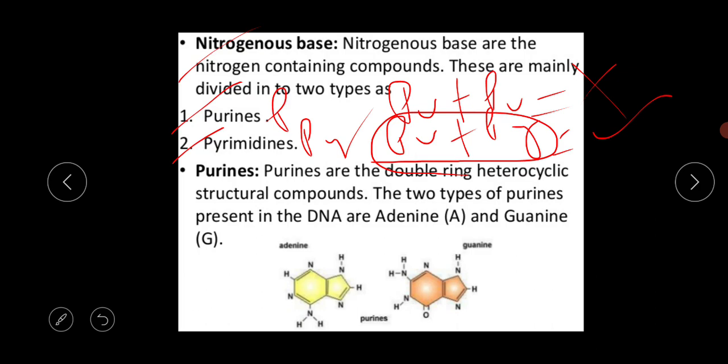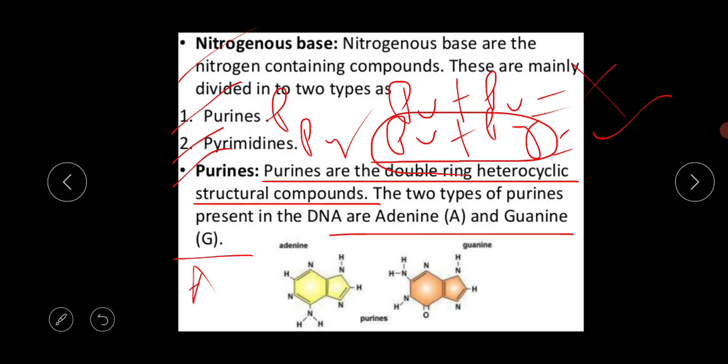Next is the structure of the purine. Purines are double ring heterocyclic structural compounds. The 2 types of purines present in the DNA are adenine and guanine. So we have a total of 2 types of purine, A and G, adenine and guanine. You have to remember, purines are double ring heterocyclic structures.